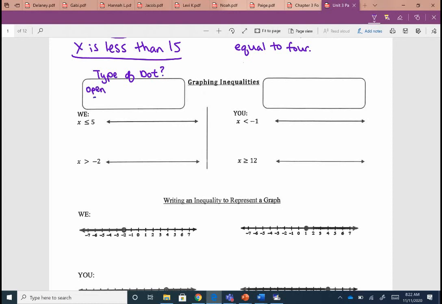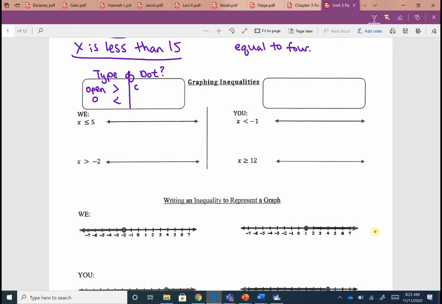There's an open one. It's just going to be an open circle. It looks kind of like an O, O for open. And we're going to use that if we have a greater than or a less than, so no equal to.